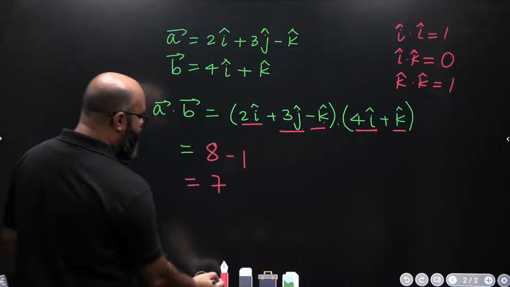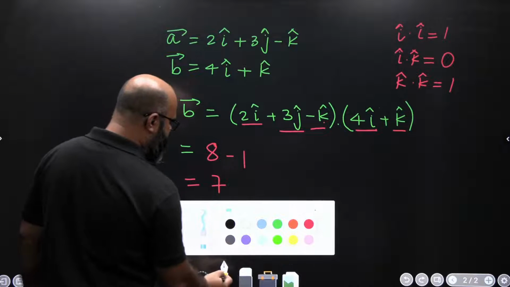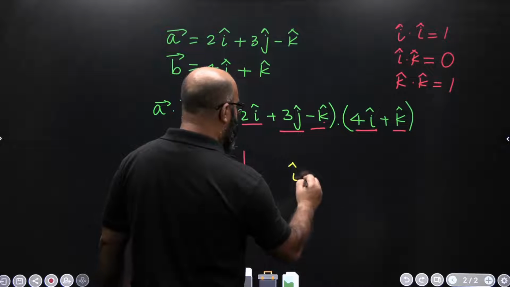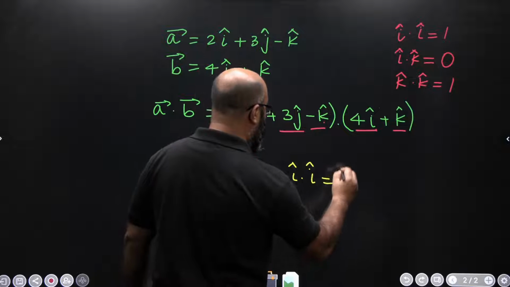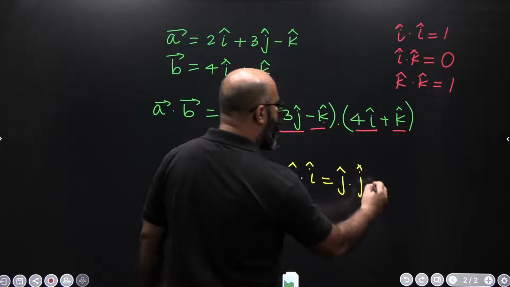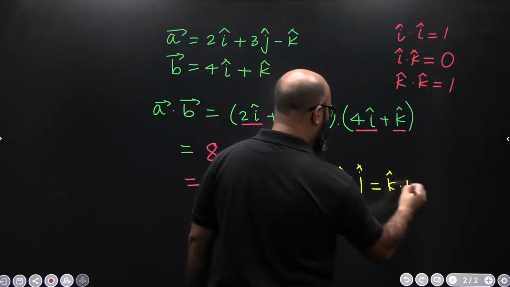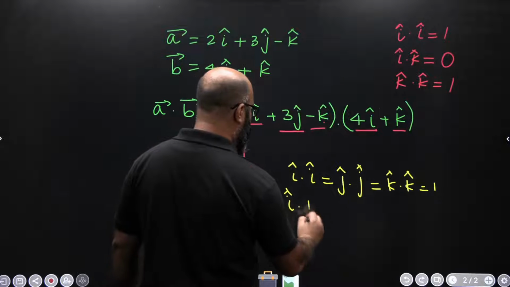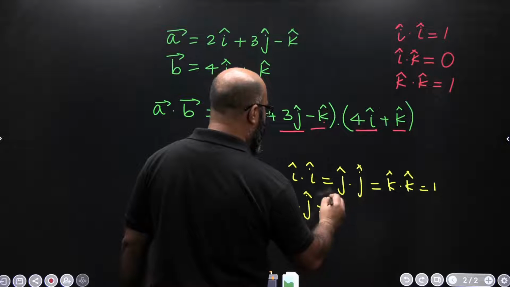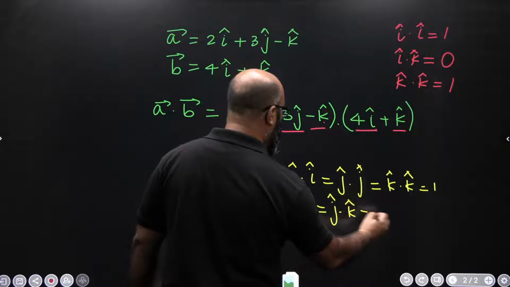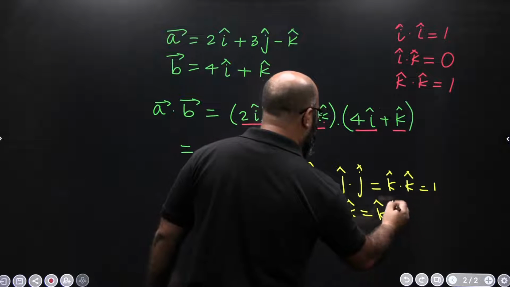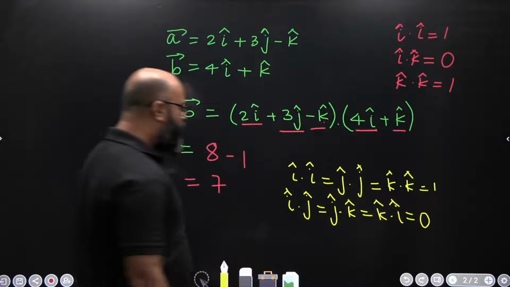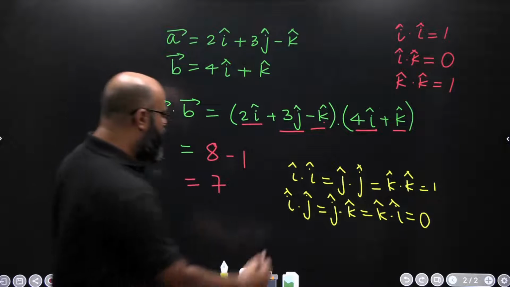One thing you have to remember: i dot i, or j dot j, or k dot k, you always get 1. And if you take i dot j, j dot k, or k dot i, you always get 0. And what about if you reverse them, like j dot i?